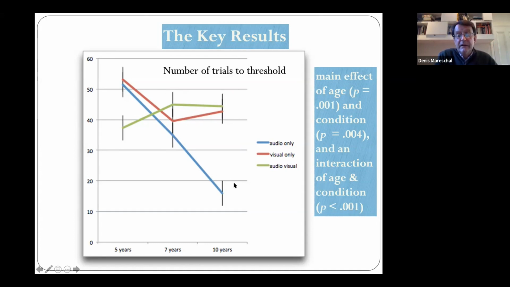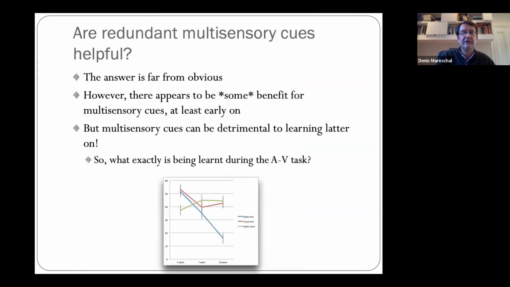And interestingly, performance when they only had to attend to the auditory was much better. So in fact, the audio-visual condition, where they had both the visual and the audio, but the visual captured, could be seen as kind of detrimental because it pulled them away from using the auditory information, the domain in which they were best at learning this task. So the answer about the value of multisensory information for learning in this case is not at all straightforward. Sometimes there's a benefit, sometimes there isn't. Sometimes, in fact, the multisensory information, as with the 10-year-olds, can actually be detrimental.